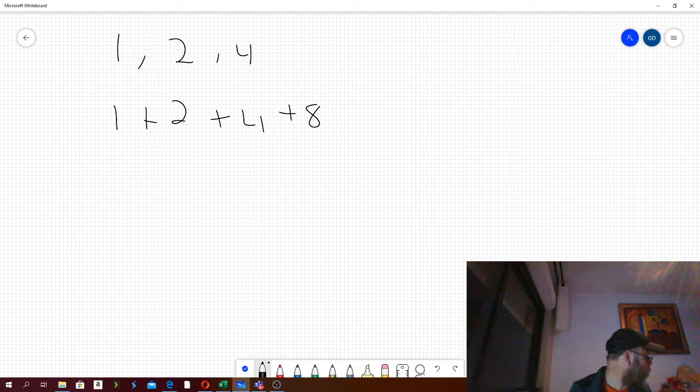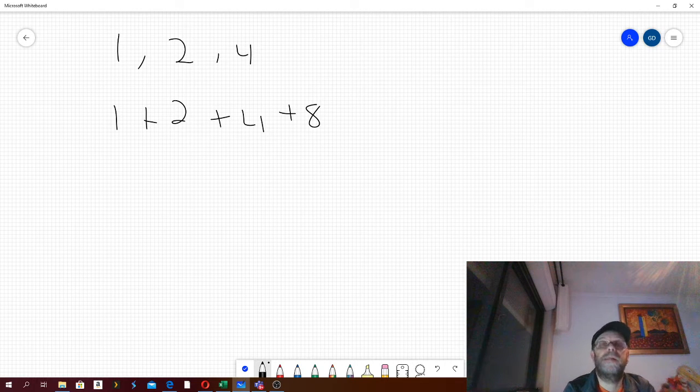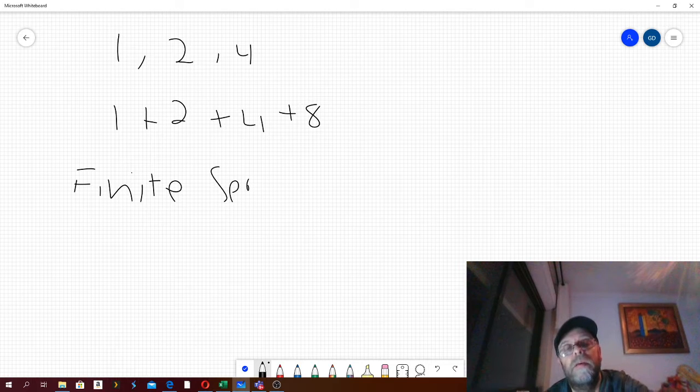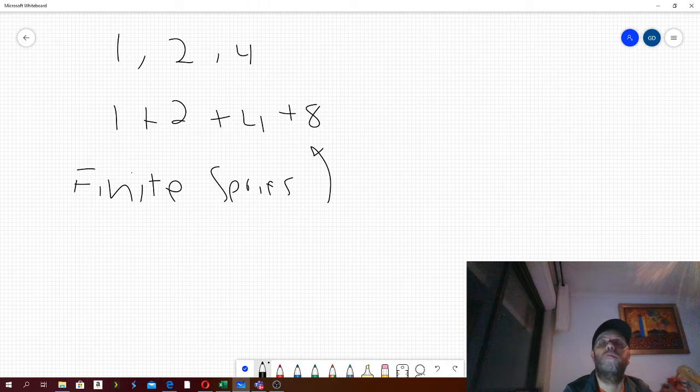So this is what we call a series. Okay, when we take a sequence and we put plus signs and we add them up together, we can get a finite series. This one over here, for example, is finite for 4 terms.